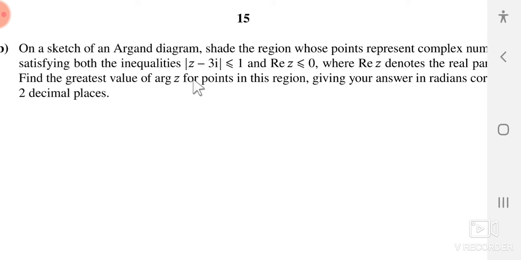And now here you have to sketch this data in an Argand diagram. This is modulus of z minus 3i is less than 1. Basically this is a disk and the center is (0, 3) and the radius is 1. So you will see that the center is lying on the y-axis at (0, 3), and the maximum point will go to 4 and the lowest one will come at 2. And the second is real part of z is less than 0. This means x is less than 0, so x is negative, so this would be in the second quadrant.